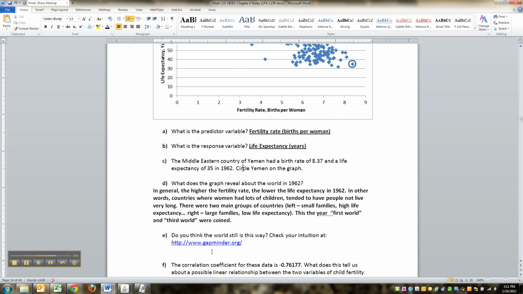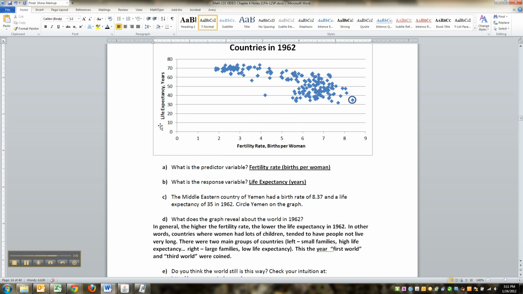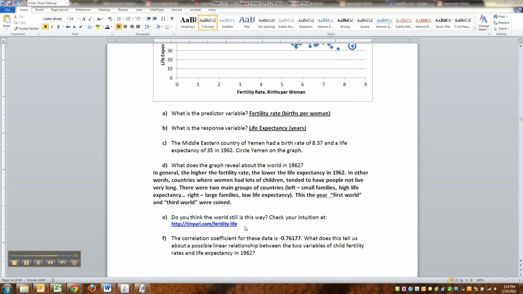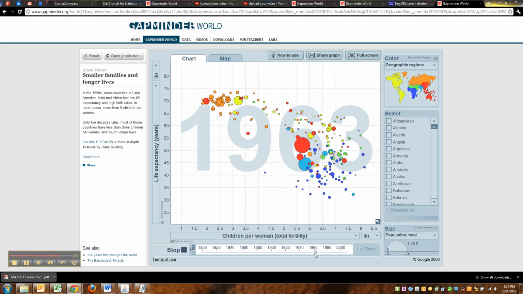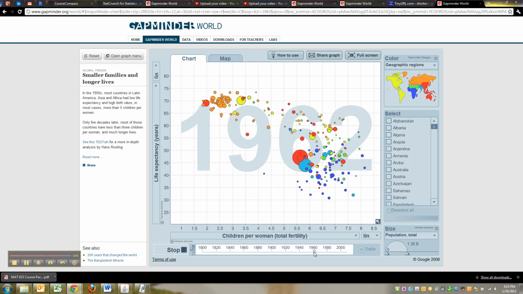Do you think the world is still this way? You can check your intuition at Gapminder and play around with it. I just changed the link so that you can get to it real quickly by clicking on tinyurl.com/fertility-life. And it's right here. You can see that the year we're looking at is not 1950, so we want to change this to 1962. That little pointer thing can sometimes be a little fussy. There it is, 1962. And here's the first world clump.